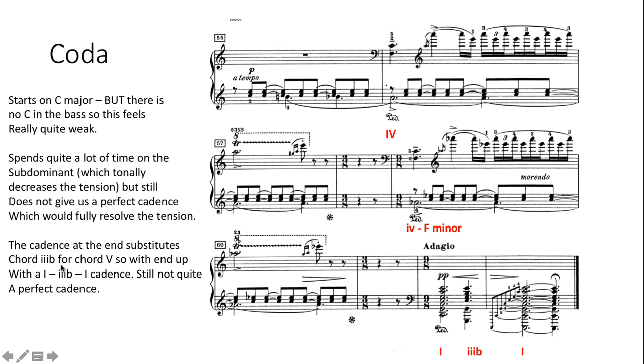And then the cadence at the end substitutes chord 3B for chord 5. So instead of getting a 1-5-1 cadence, we get 1, 3B, and then 1. And we've said in our harmony lessons that chords that can be substituted for chord 5, i.e. chords that share two common tones with chord 5, are chord 7 and chord 3. But really, chord 3 is not very common at all. It's not a very common dominant substitute.